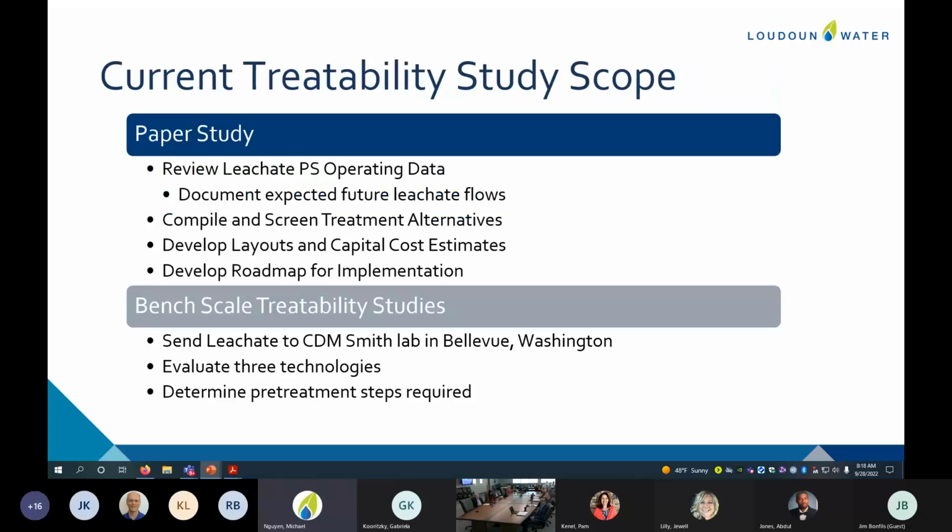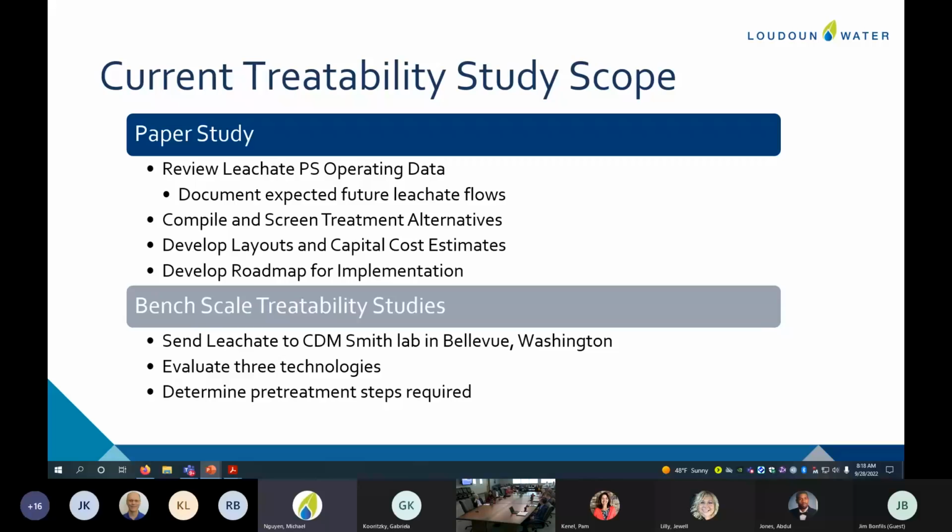Are you saying that one possibility is to intercept it partway through the treatment train where it's easier to process? So we're trying to intercept it before it even enters the collection system. So this pretreatment will remove it before it's entered the large wastewater stream.